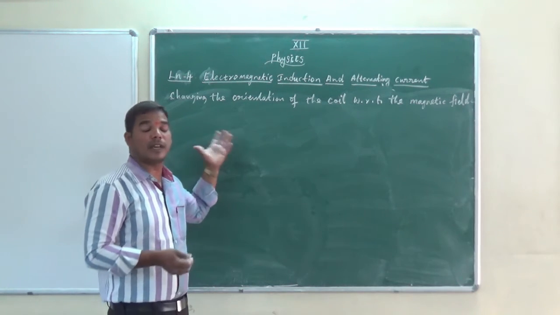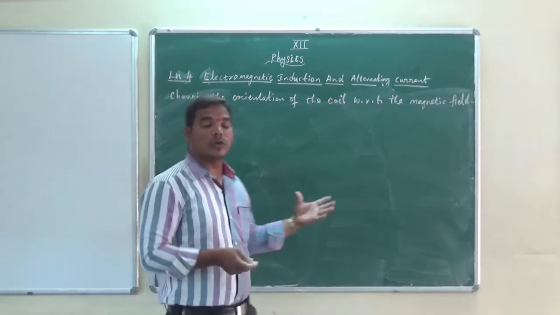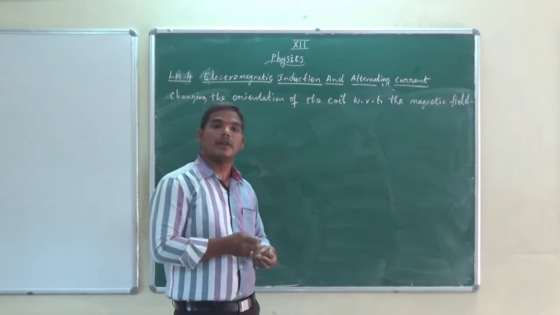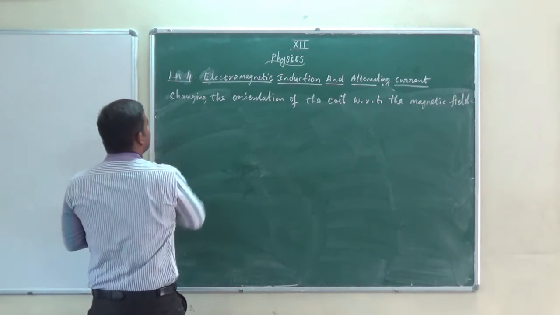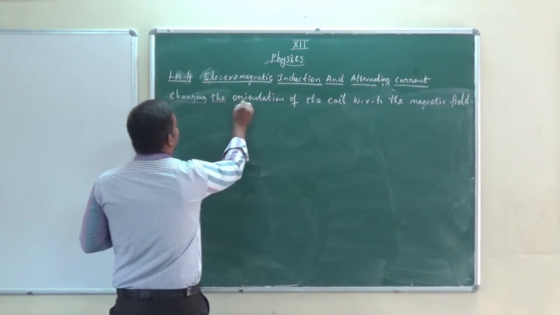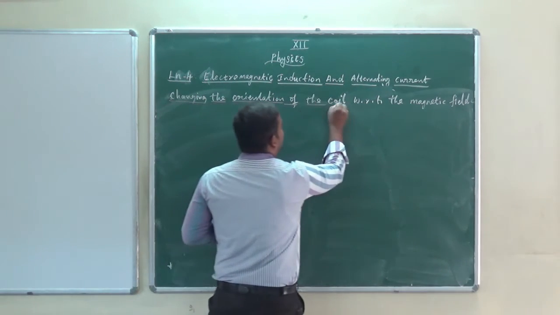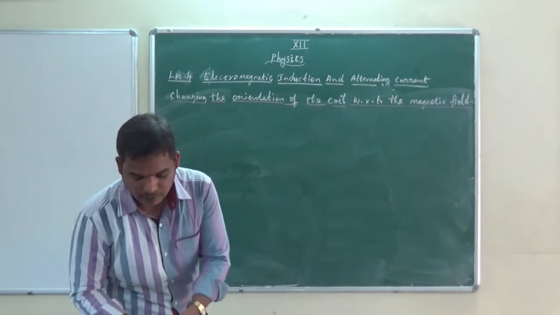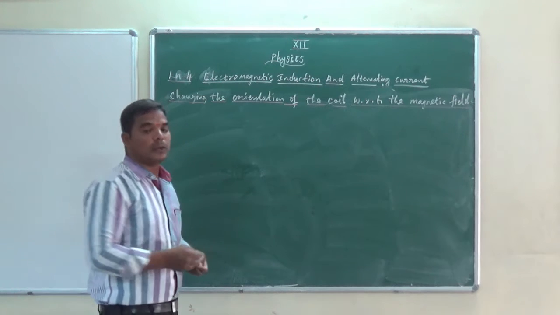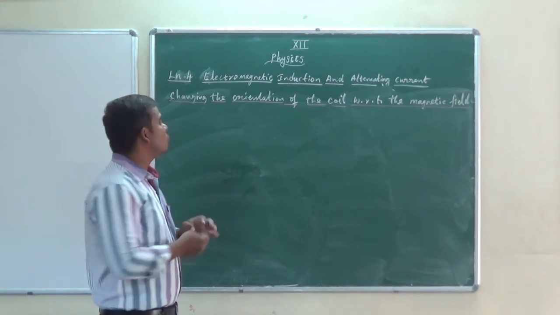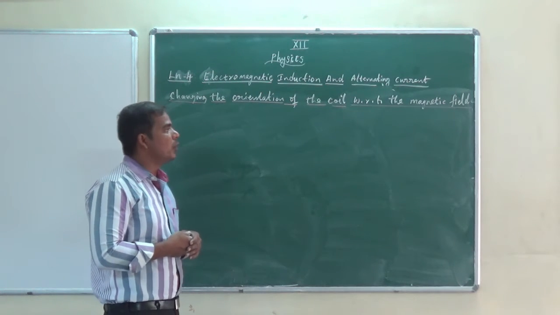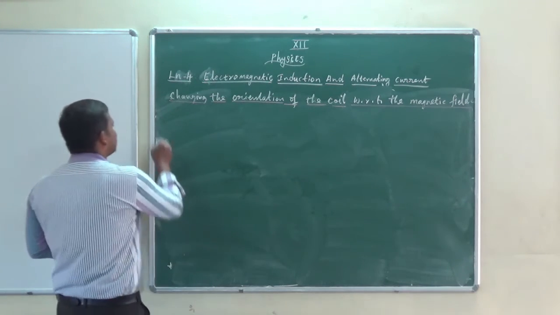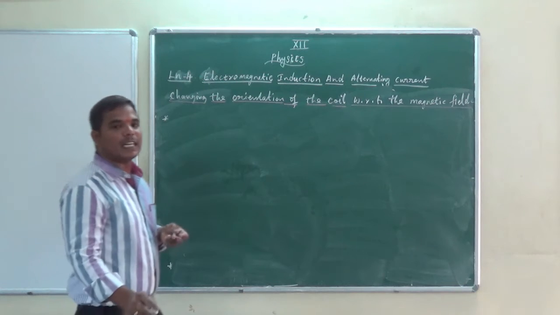Actually, in our syllabus, this is a very important question. Many times this question is asked as a 5 mark question. So we are going to discuss it now in detail. What is changing the orientation of the coil with respect to the magnetic field? How do we change the orientation of the coil to produce the induced EMF? We'll see that. Now I consider one rectangular coil.